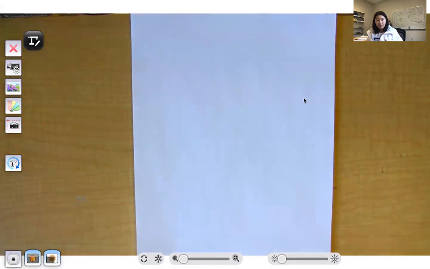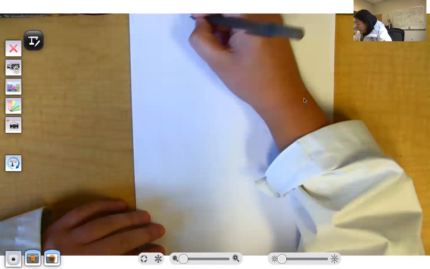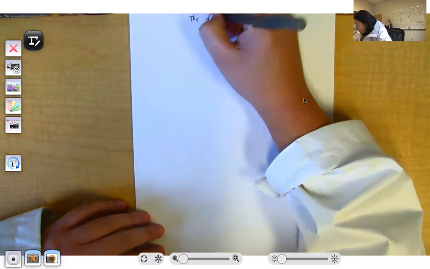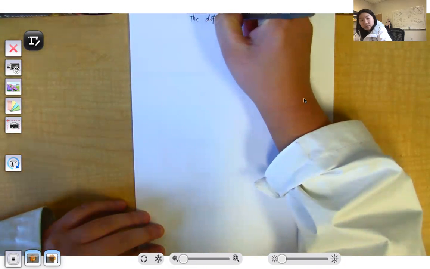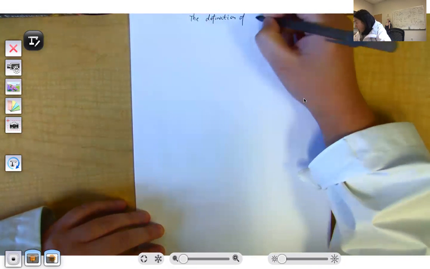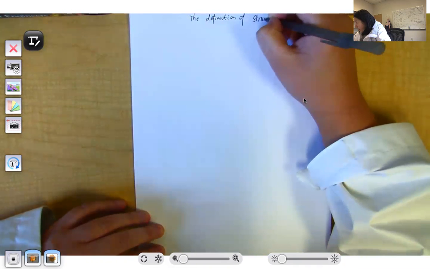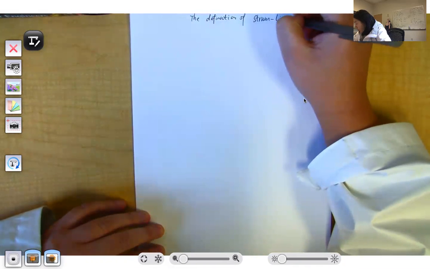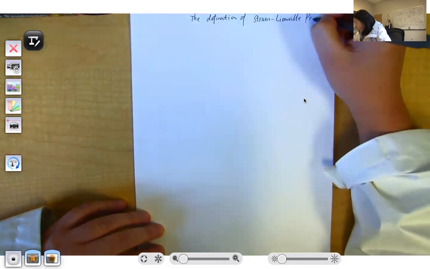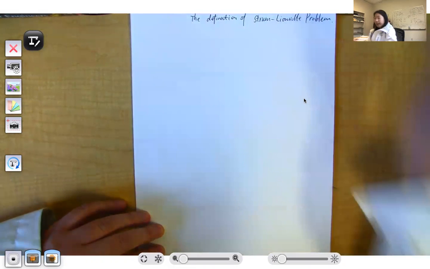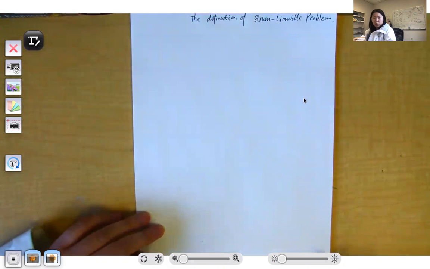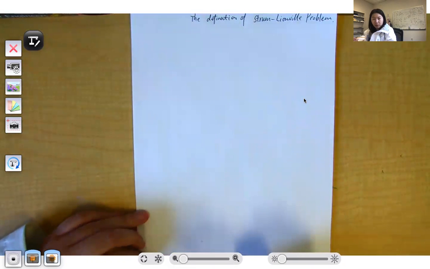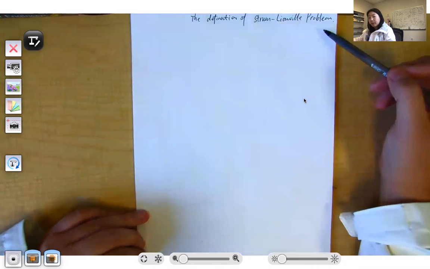Now let's give a definition of our Sturm-Liouville problem. And you can use this definition to check whether the problem set you are trying to solve falls into the Sturm-Liouville problem set or not.